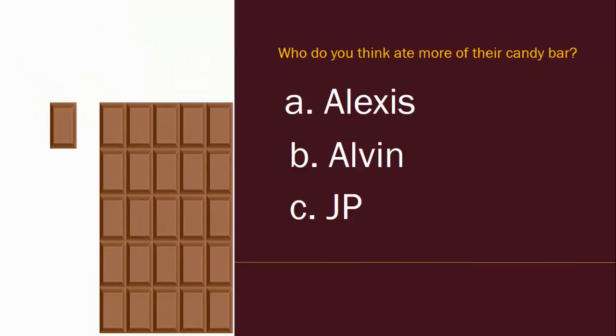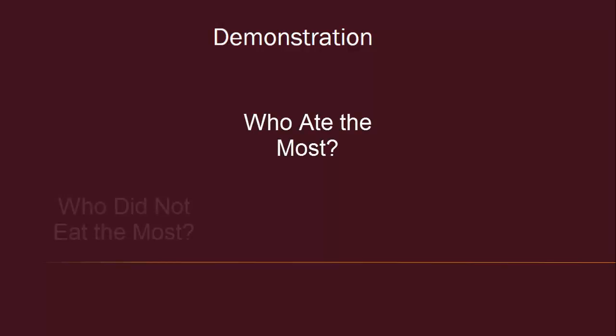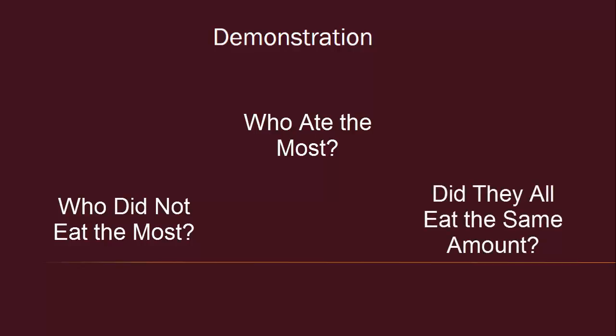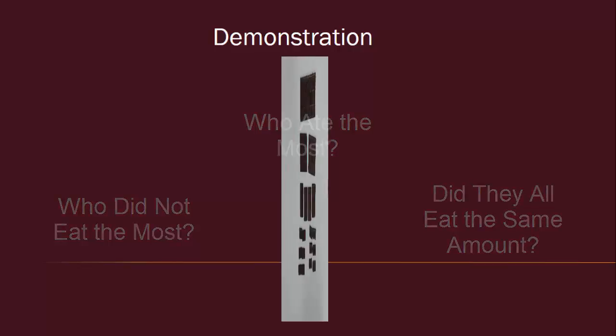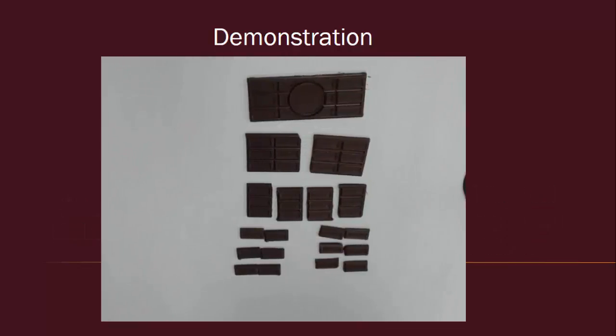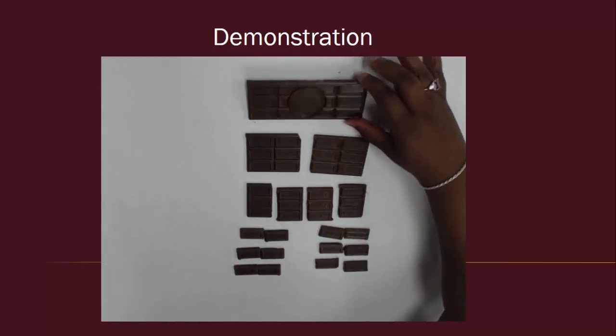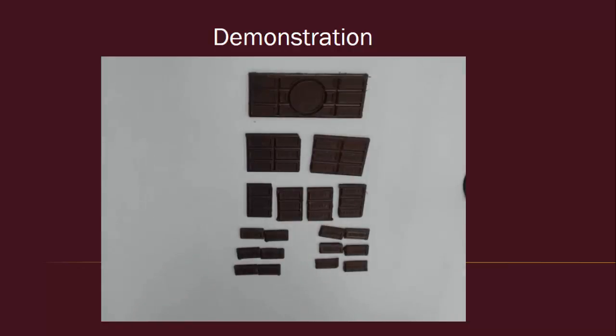Well, what we're going to do now is a demonstration to show you who ate the most, or who did not eat the most, or did they all eat the same amount. So let's demonstrate so you can see. Let's get started with the demonstration using chocolate bars to illustrate equivalent fractions. Each student was given one whole chocolate bar, but they were only allowed to eat a certain amount.